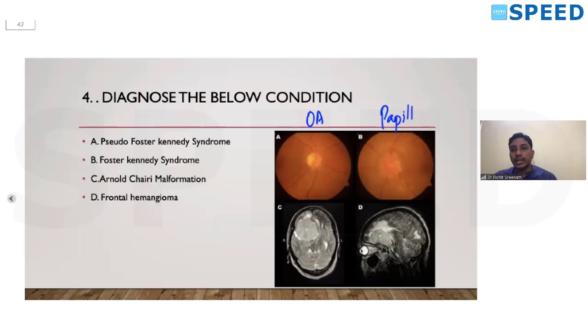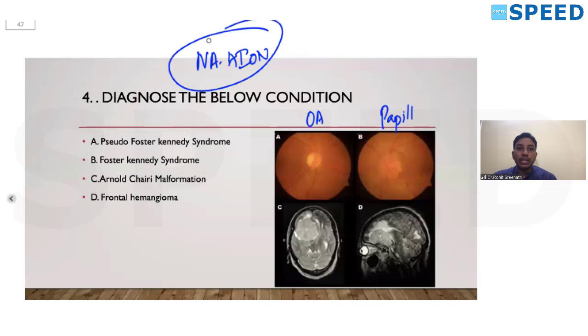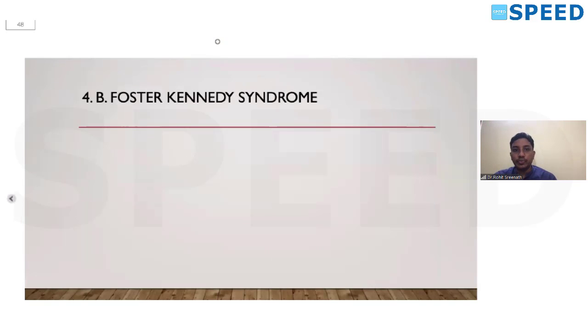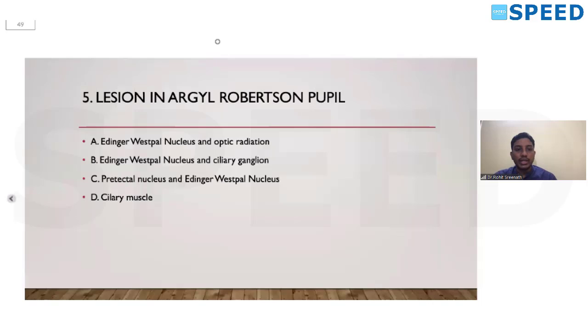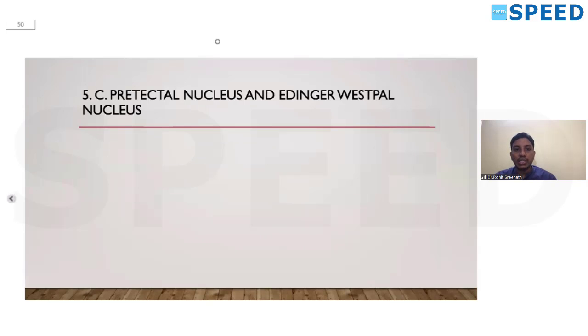Where is pseudo-Foster-Kennedy syndrome seen? Pseudo-Foster-Kennedy syndrome is seen in non-arteritic AION. So non-arteritic AION is responsible for the pseudo-Foster-Kennedy syndrome. Okay, next, lesion in the Argyll-Robertson pupil. We discussed the lesion is either in the pretectal nucleus or the Edinger-Westphal nucleus. So the answer is pretectal nucleus and the Edinger-Westphal nucleus.